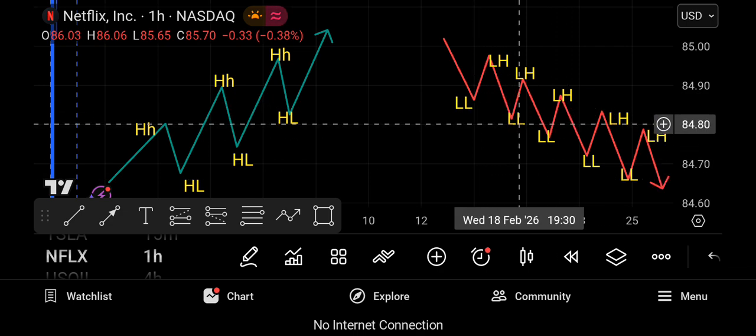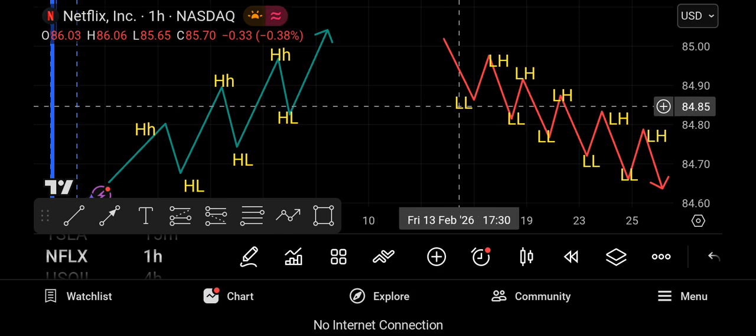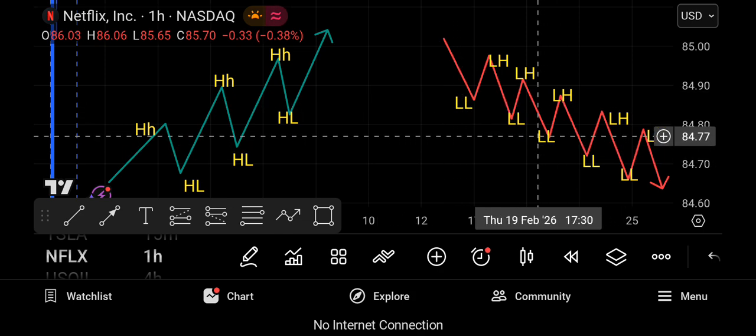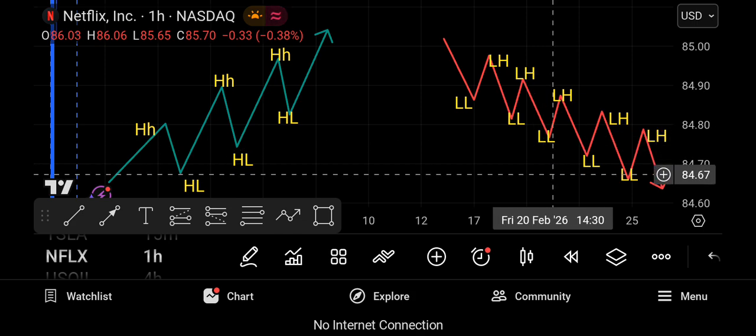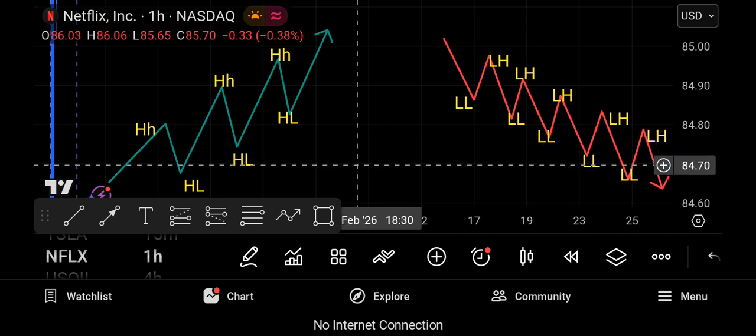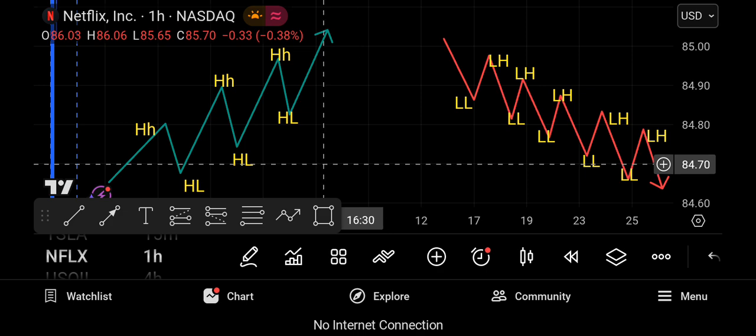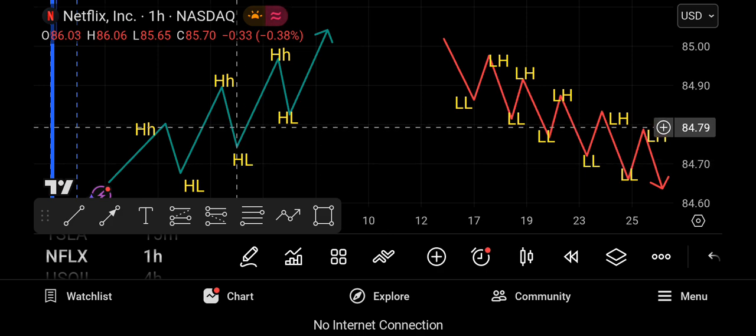This low is lower than the previous low, and this low is lower than the previous low. This is the complete basics of market structure. If you see this structure in the market, it means what? We are in an uptrend.